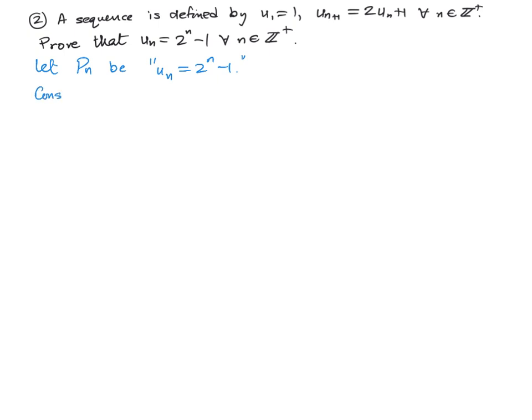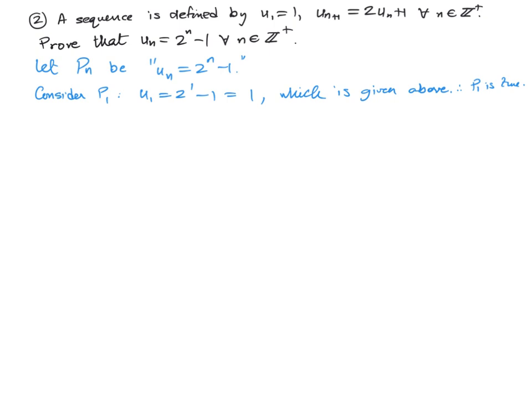Consider P1. Because after all, the domain is Z plus. So P1, u sub 1 is equal to 2 to the 1 minus 1, which is equal to 1, which is given above. And what I mean by that is that that's what we were told over here, that u1 is equal to 1. And the un formula that we're trying to prove also gives us 1. So that's okay. Therefore, P1 is true.